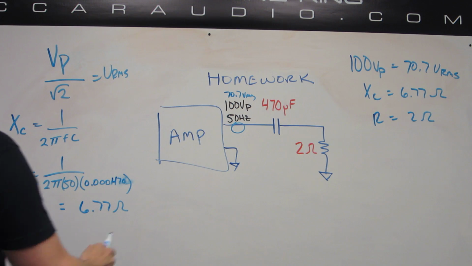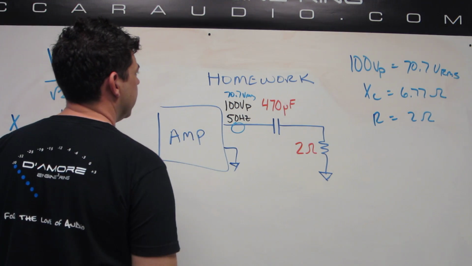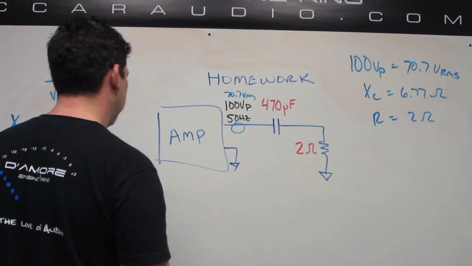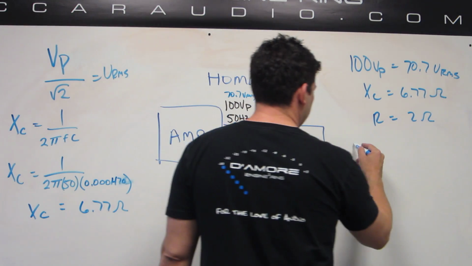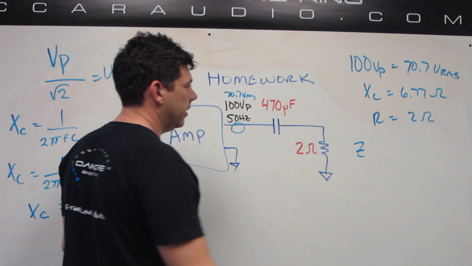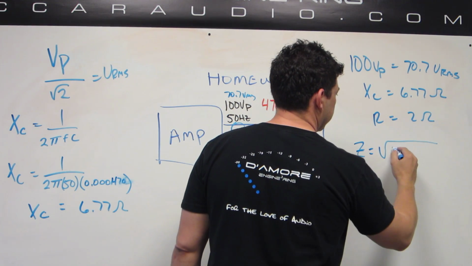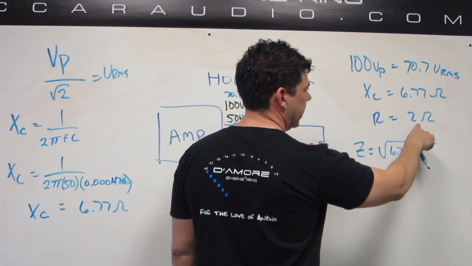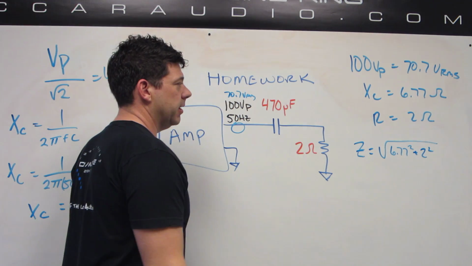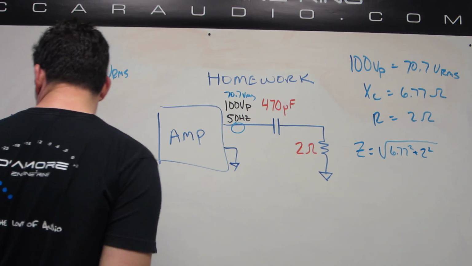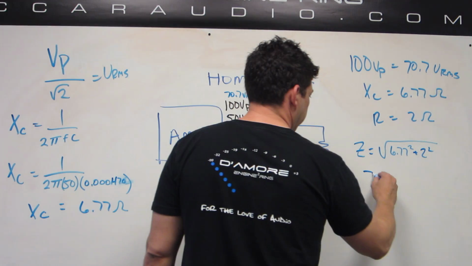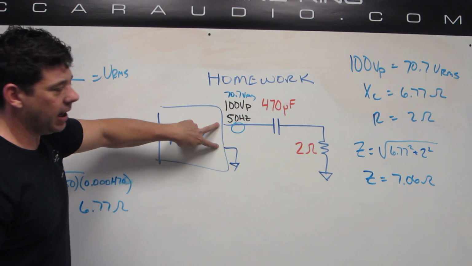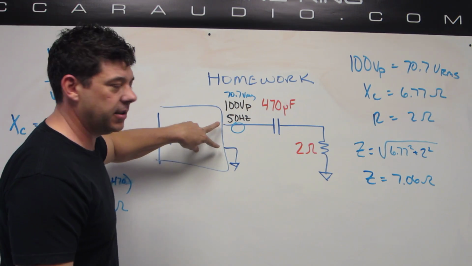And when you have resistors in series like this, with the reactance of that capacitor, the actual formula is Z, Z stands for impedance, equals the square root of this impedance squared plus this impedance squared. So it looks like that: 6.77 squared plus 2 squared, and then the square root of that whole thing. And if you work all of this out, you'll get that Z equals 7.06 ohms. So this amplifier is seeing 7.06 ohms when you play 50 hertz.